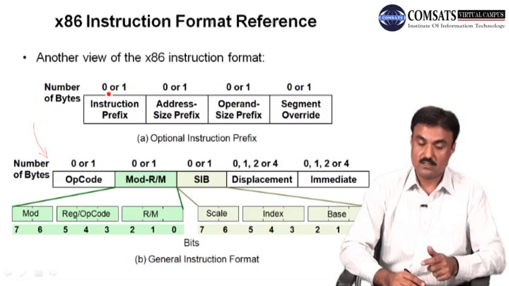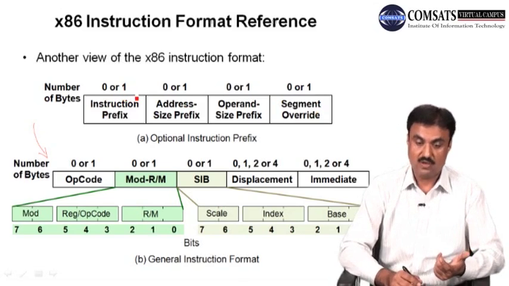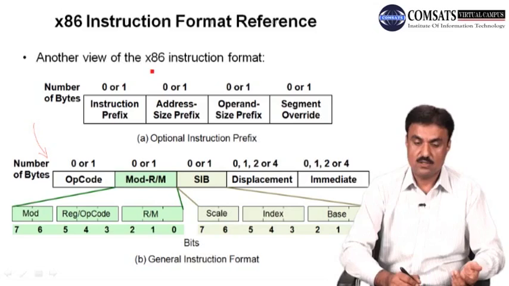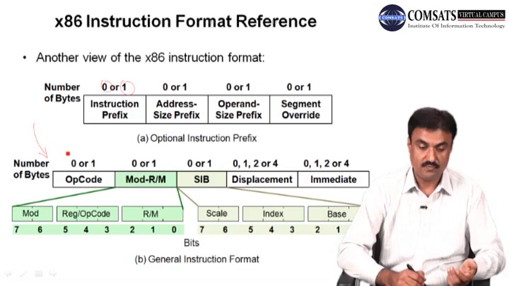This number of bytes can be either 0 or 1, which means either we can use all 4 bytes, or we can use 1 byte, 2 bytes, 3 bytes, 4 bytes. The maximum is 4 bytes. So 0 or 1 means either we use or we don't use this byte. If we use this byte, it will be 1 byte. If we don't use it, it will be 0 bytes, and so on.